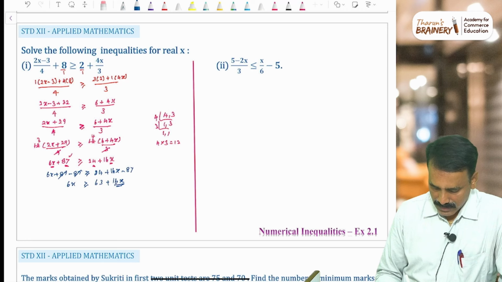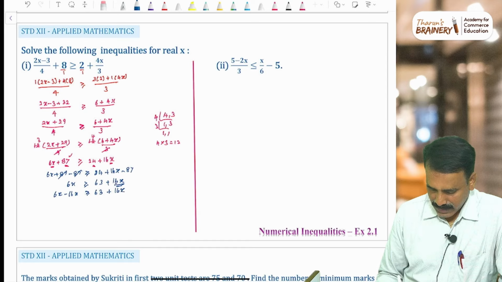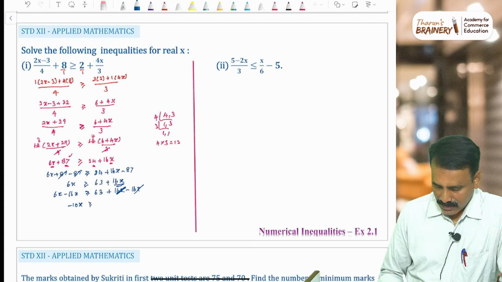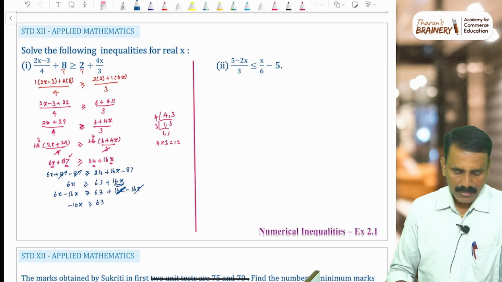So additive inverse of 16x is minus 16x. 6x minus 16x greater than or equal to minus 63 plus 16x minus 16x. 16x cancel. So this is minus 10x greater than or equal to minus 63. Now we are having minus 10 here, okay.